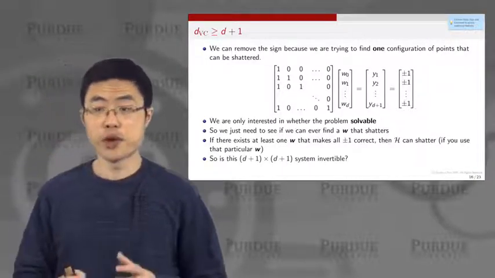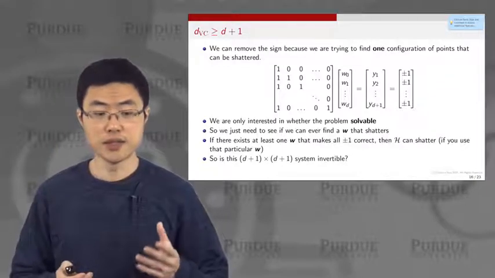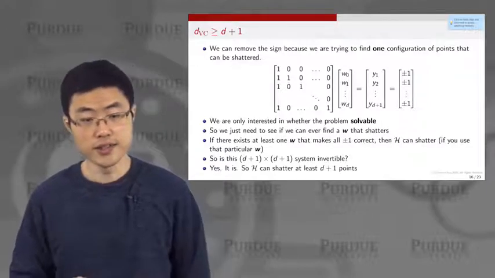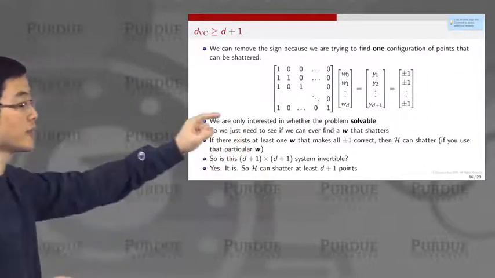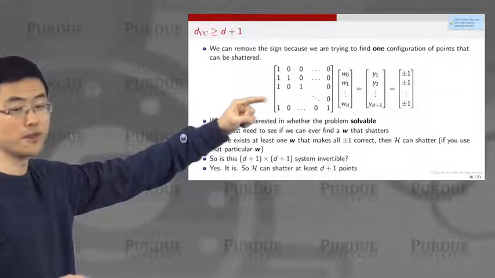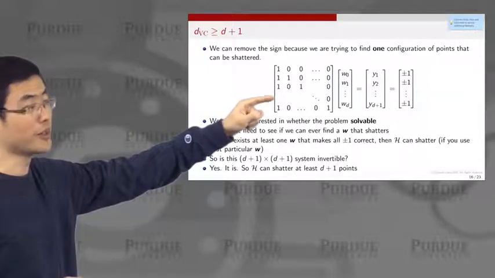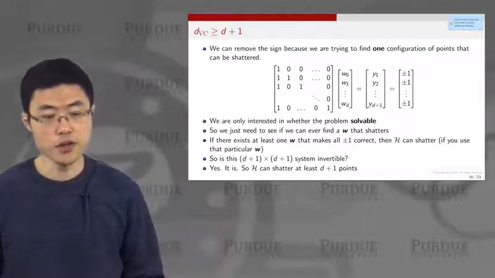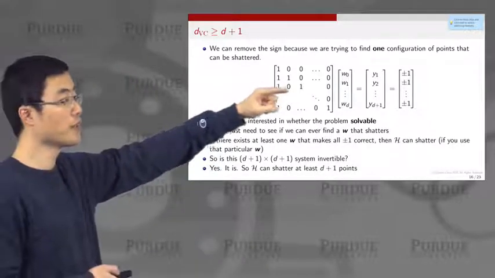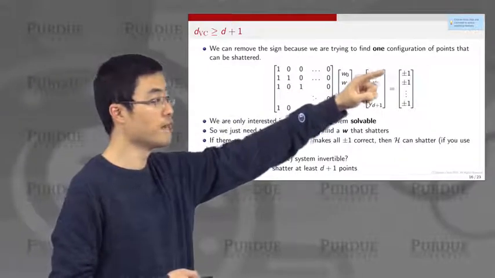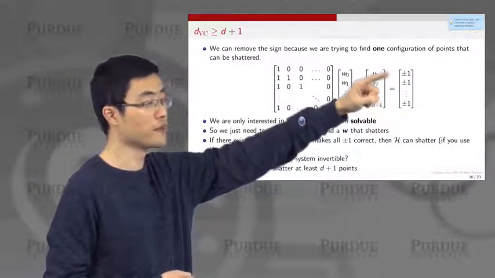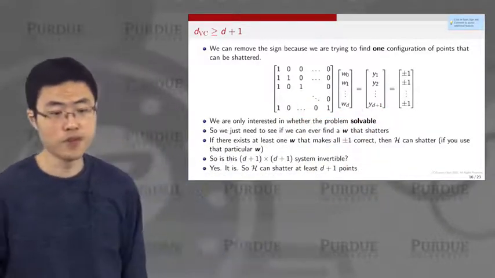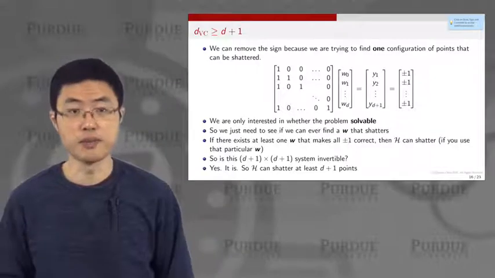So that question boils down to whether this D+1 times D+1 system of equations is invertible. And clearly this is invertible because this matrix here is an invertible matrix. You can put it into your computer and calculate that this is an invertible matrix. And so since it's invertible, whatever combinations of the +1 and -1 you give me, I will be able to tell you the W's. And therefore, I should be able to shatter all these D+1 data points.